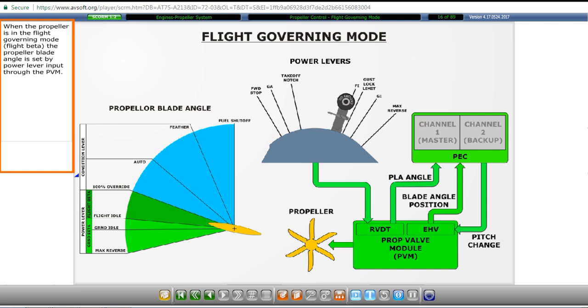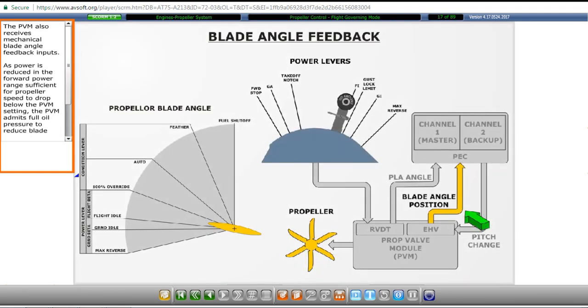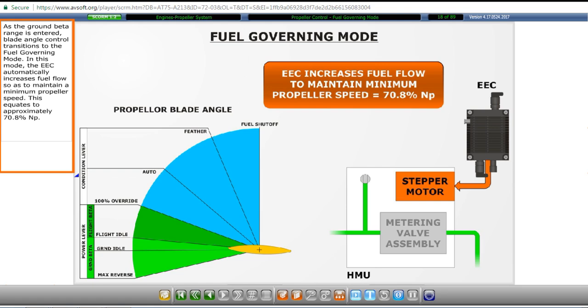When the propeller is in the flight governing mode, the propeller blade angle is set by power lever input through the propeller valve module. The propeller valve module also receives mechanical blade angle feedback inputs. As power is reduced in the forward power range sufficient for propeller speed to drop below the PVM setting, the PVM admits full oil pressure to reduce blade angle in an attempt to maintain the set RPM. As the ground beta range is entered, blade angle control transitions to the fuel governing mode. In this mode, the EEC automatically increases fuel flow so as to maintain a minimum propeller speed. This equates to approximately 70.8% NP.